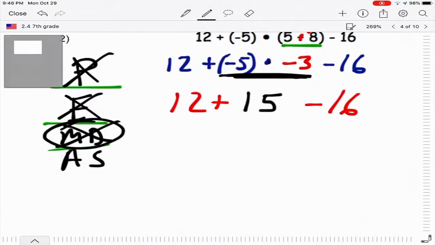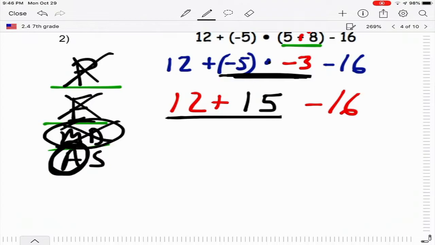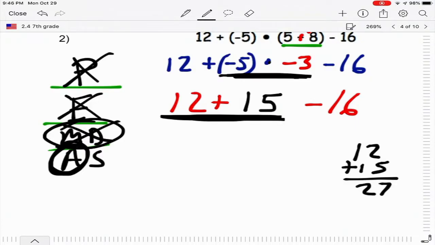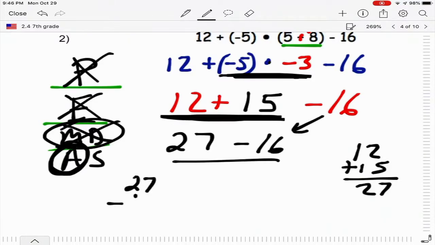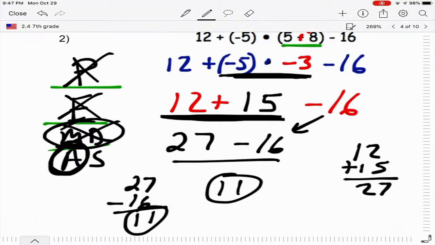Here, I want to make it clear. I'm not adding first because there's an A here first. I'm adding first because when I read like a book left to right, this is what I see first. So I'm going to add now. 12 plus 15 is 27. So 27, and I'll bring down the -16. And then my last step is 27 minus 16, which is 11. And that's it. So do the rest on your own.